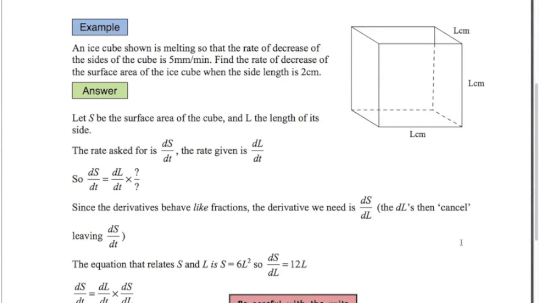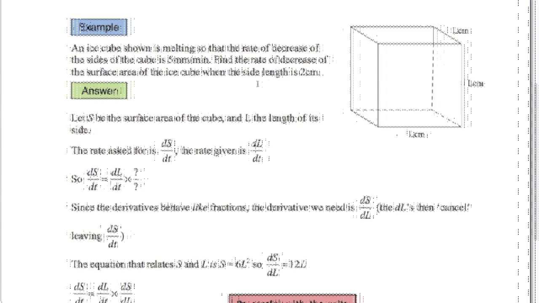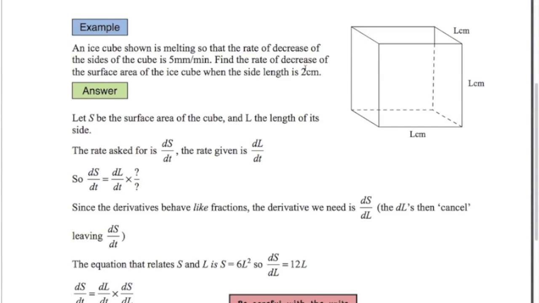We've got an ice cube. So each of the sides is length L. It's melting, so the rate of decrease of the sides of the cube is 5 millimeters per minute. So straight away, start drawing a picture if you can. If it talks about a cube, draw a picture, give it a label. You could call it X, whatever you like.